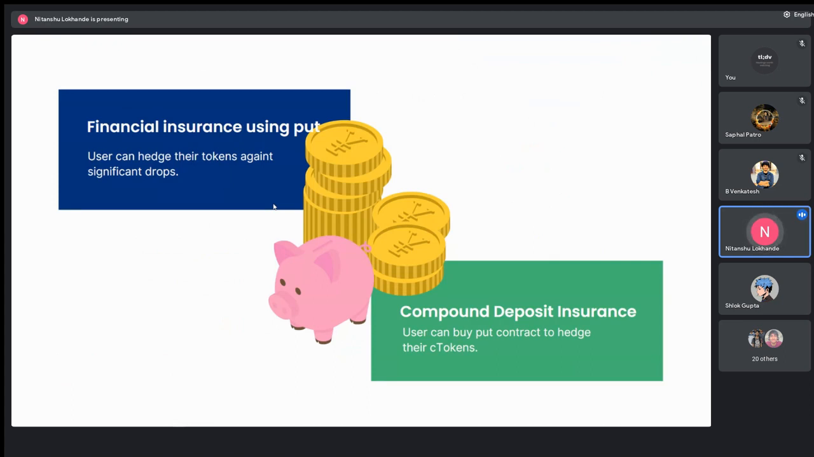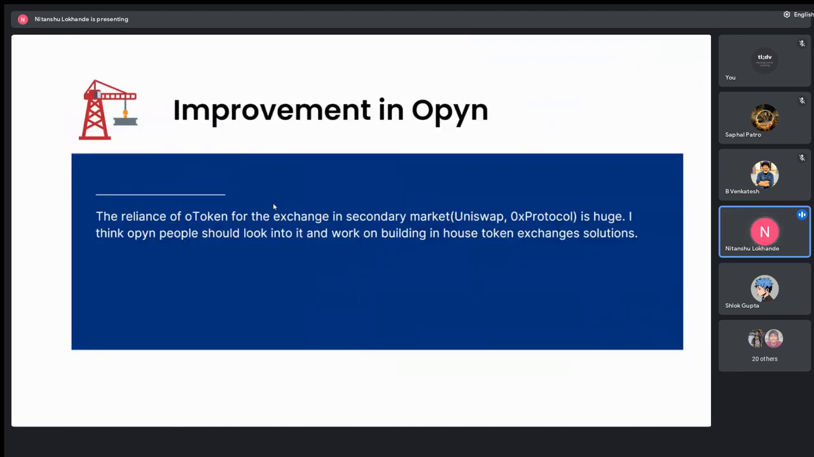As most of you have used the Compound protocol, whenever we deposit some asset in Compound, it gives us C tokens. Now, in case of a flash crash or any crisis, when those C tokens are not redeemable, you can buy the corresponding put contracts for those C tokens and basically insure yourself against losses.